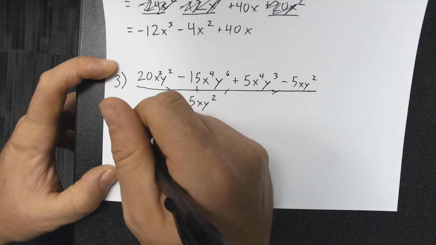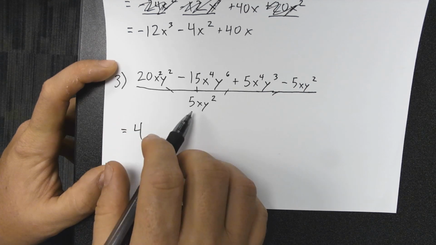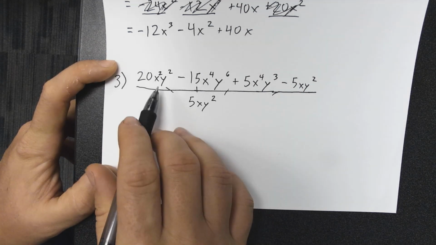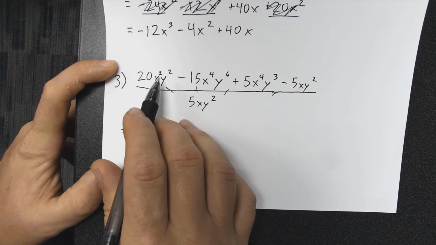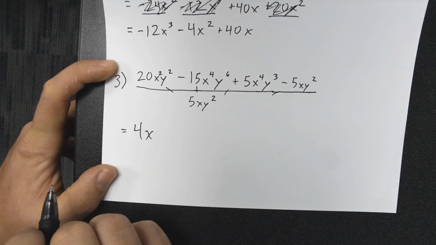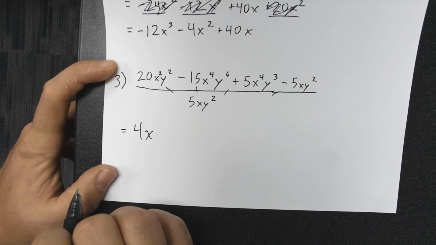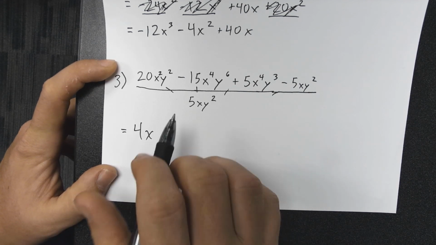20 divided by 5 is 4. And then remember, when you divide exponents, you just subtract the powers. So x squared divided by x, you just subtract the powers, is x. Right, covered that before spring break. Y squared divided by y squared cancels out. Let's go to the next term.